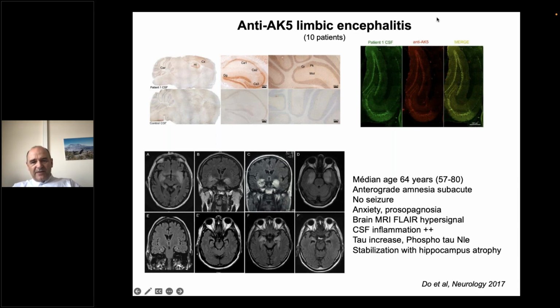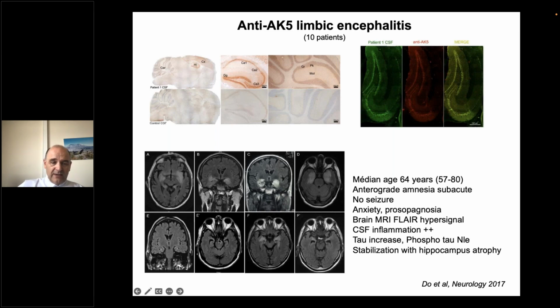One is anti-ACA5 limbic encephalitis that was first described by Joseph Dalmau, but we published a first series in 2017. The median age is 44 years, and the patients develop subacute, pure anterograde amnesia. It's highly inflammatory. You can see the brain MRI with the hypersignal by FLAIR sequence. The CSF is inflammatory in all the cases, with increase of tau protein, but normal phospho-tau.